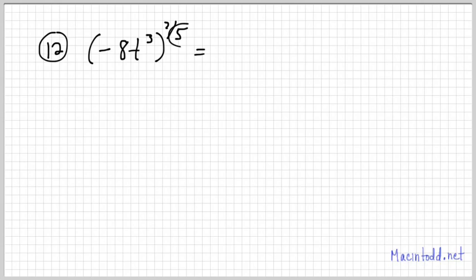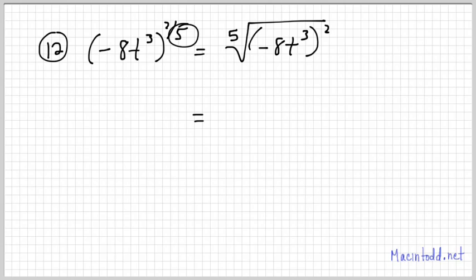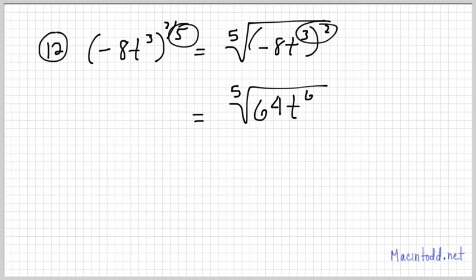Problem 12, now directions change. Now it says, hey, don't write it with exponents. Write it all as radicals. So we're going to go 5th root of all this stuff in here, and then it says squared. So let's square the stuff inside there. That's 64, t to the 6th power, using the multiplication property for exponents.